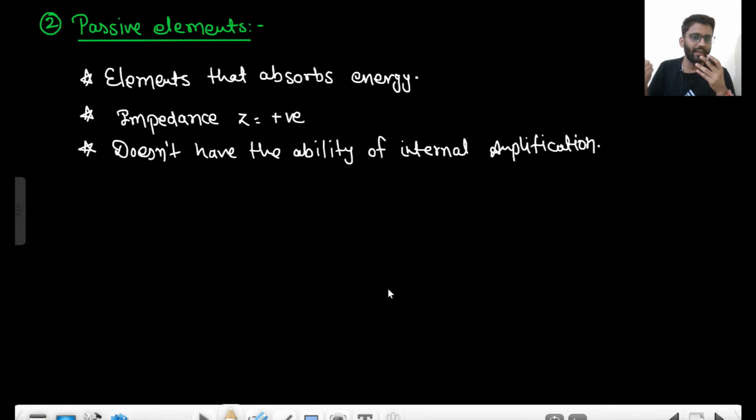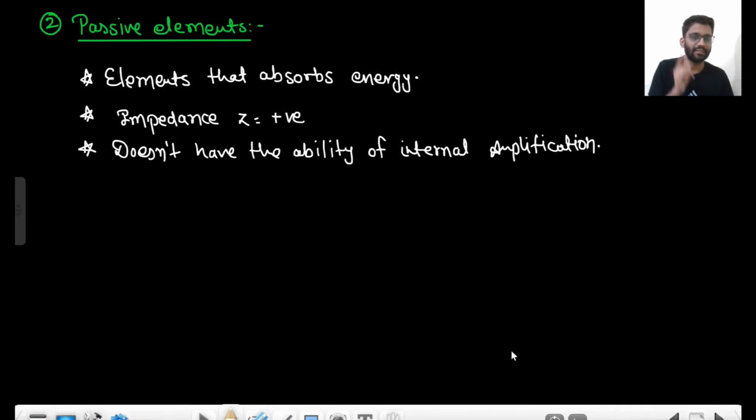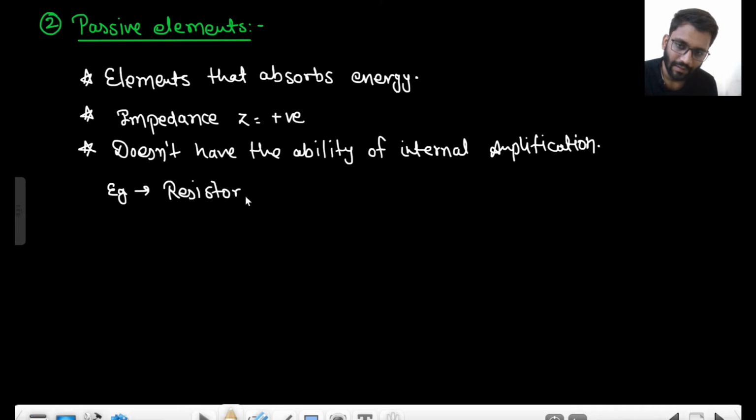They absorb energy. They have an impedance that is only positive. It can't be negative. In case of an active element, it can be positive or negative. But in case of passive elements, it strictly has to be positive, and they don't have the ability of internal amplification. Now we will understand these points. Examples are resistor, capacitor, and inductor.